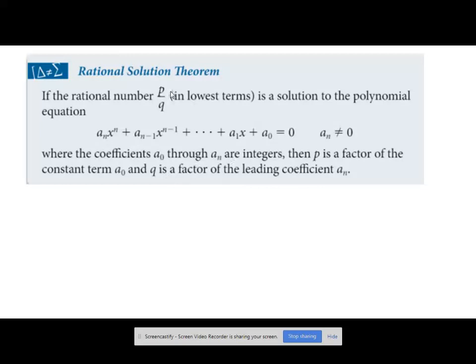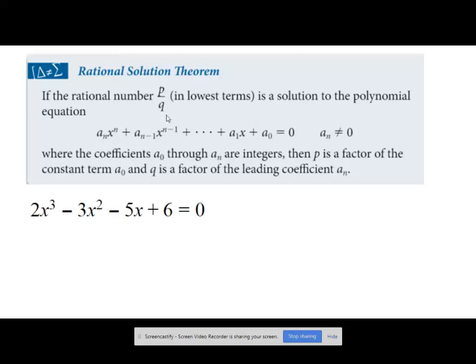So if we're going to find a rational solution, if there exists a rational solution to this problem, it's going to be in this form. We have all the factors of the end coefficient, the constant, over all the factors of the leading coefficient. Here's an example. So I've got this cubic equation. I want to be able to solve this. I want to solve it for 0. I want to figure out what x is.